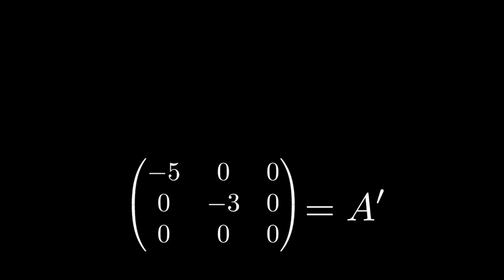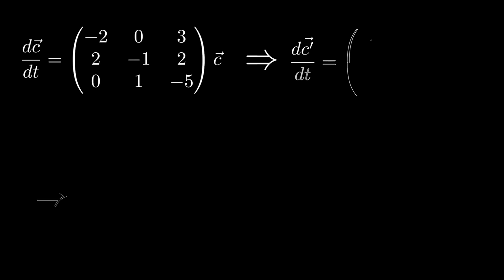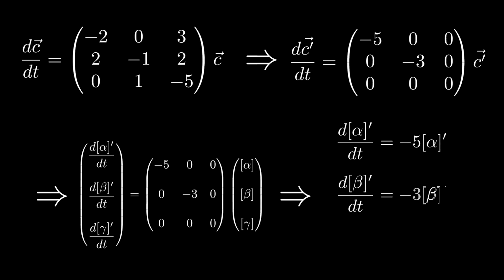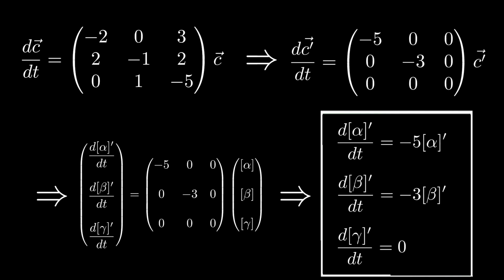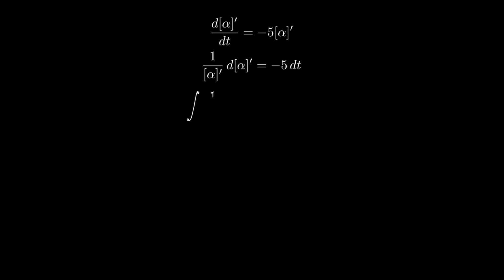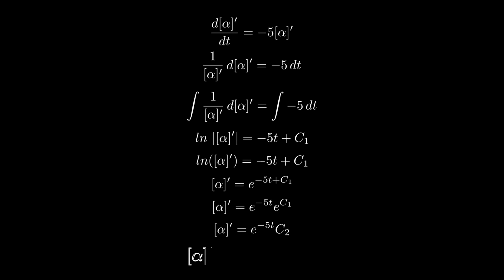So now that we have A prime, let's rewrite our system of differential equations to the eigenbasis. So instead of this, we now have this. If we expand this out, we will have this set of differential equations. And if you're familiar with differential equations, then you'll know that these are now all solvable by simple integration. So through integration, specifically the method of separation of variables, we find that alpha prime of t is equal to some constant times e to the negative 5t.